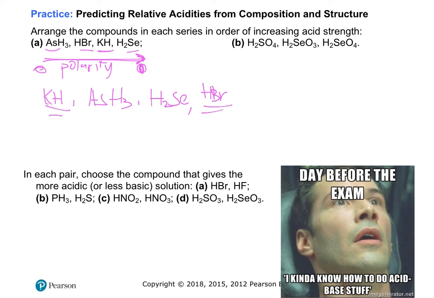And we don't consider potassium hydride an acid, because it's a hydride, where hydrogen has a negative charge and the potassium has a positive charge. We don't even consider that an acid. We consider that a base.